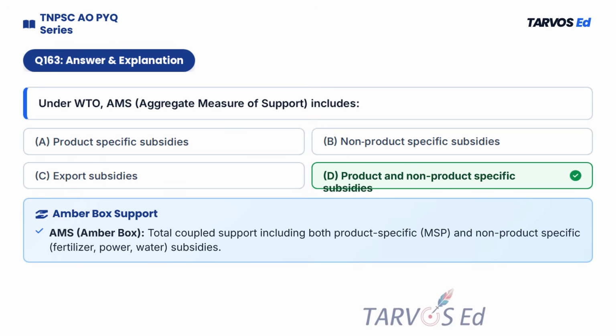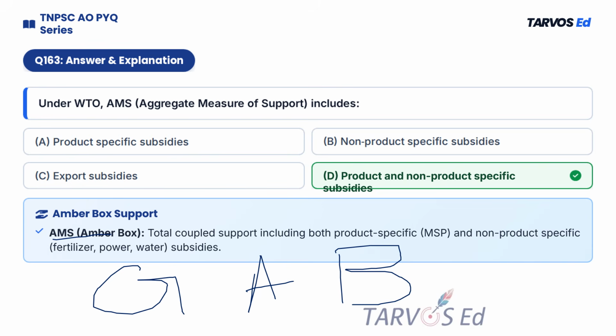And this is important, AMS comes under the amber box. There are three boxes under AOA, the Agreement on Agriculture. We have already discussed it. Remember it as green box, amber box, and blue box. Under green box, there is no distortion of trade. Under amber box, there is a little distortion of trade. Amber box with restriction is what we call blue box, and this AMS measure comes under the amber box.